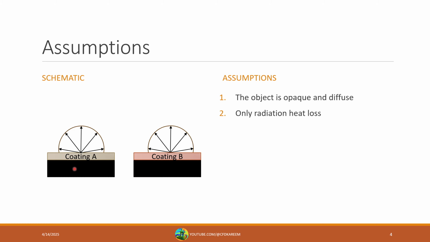So our schematic is roughly going to look like this. We have our object here in black. We can apply either coating A or coating B, and we're assuming a spectral hemispherical emissivity from each coating. And some assumptions we're going to make: we're going to assume that the object is opaque and diffuse, so there's no transmission. And we're also going to assume that there's only radiation heat loss, since we are told that it's in a low temperature vacuum environment.